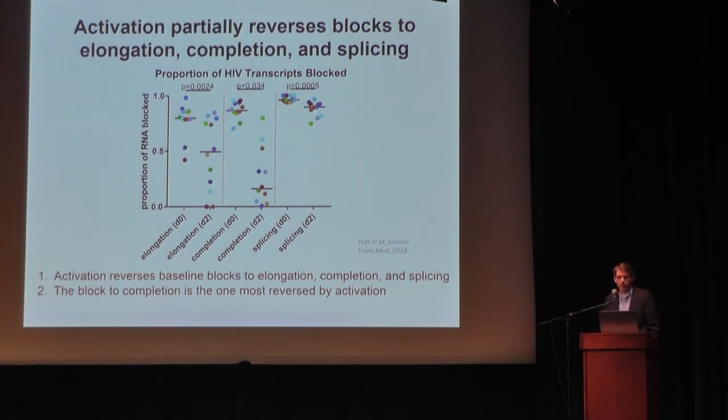What you can see is that at day 0, most of the transcripts are blocked at the stages of elongation, completion and splicing, but if we activate the cells, we see much less transcriptional block at each of these stages, especially at the block to completion, which seems to be the most reversed by activation if you use this measure.